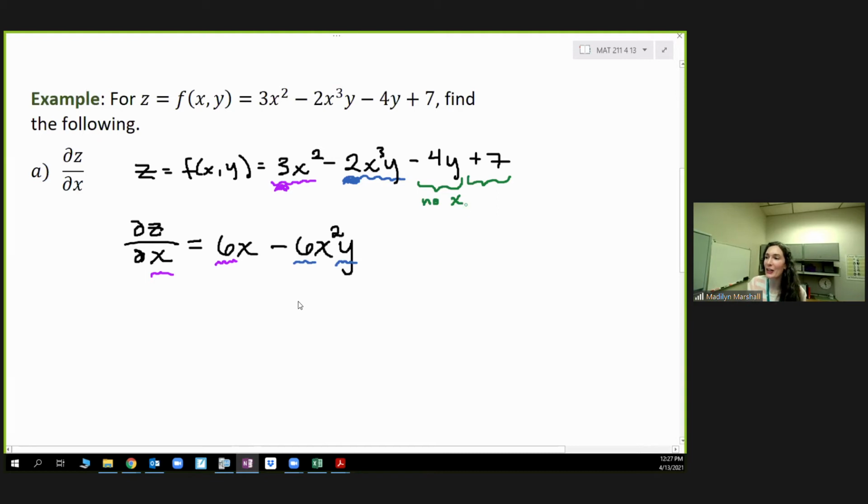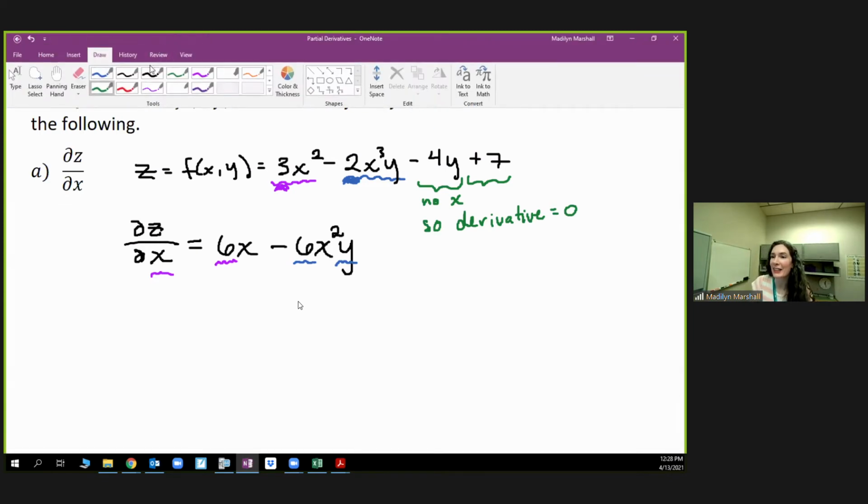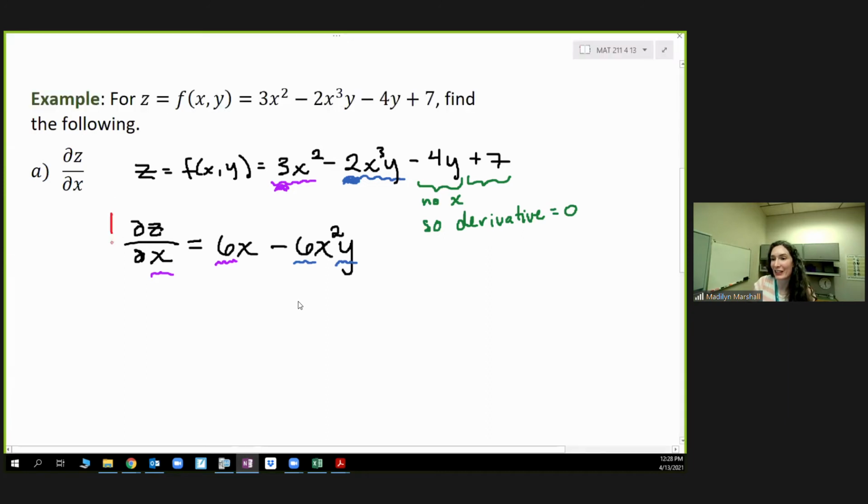So since there's no x in either of these terms, the derivative is 0 for just those terms where there is no x. This is the situation where the y is still like a constant here, but it's not multiplying with anything. It's a constant added to the end, and a constant added to the end always goes away when we do a derivative. So our final answer is this whole thing.